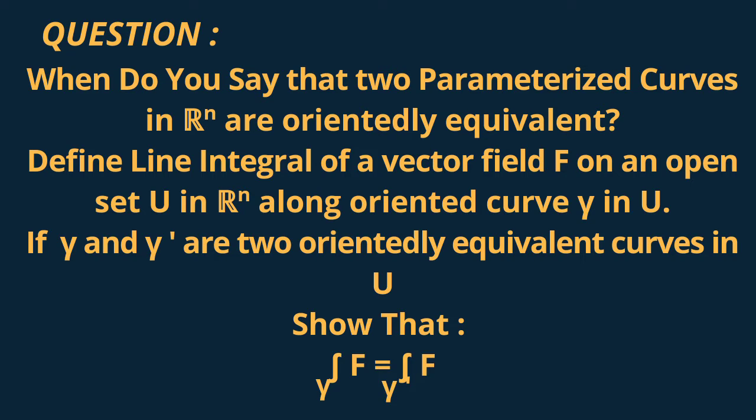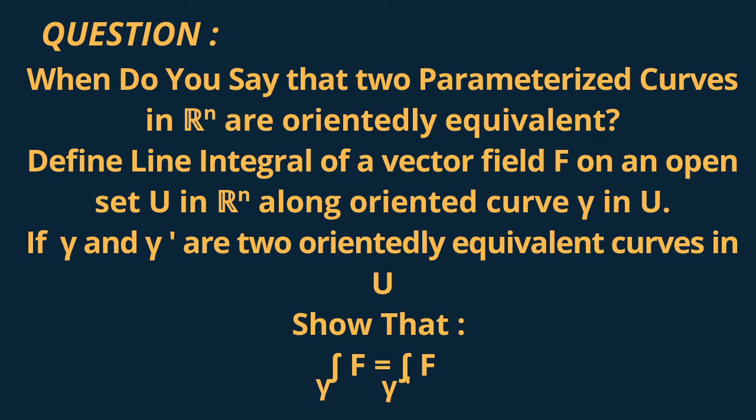A third part says, if gamma and gamma dash are two orientedly equivalent curves in capital U, then show that line integral of capital F over gamma is equal to line integral of capital F over gamma dash. So firstly we have to give conditions for two parameterized curves to be orientedly equivalent. The second part, we have to define line integral of vector field F on an open set U, where the curve gamma is oriented or orientedly parameterized, whatever. If gamma and gamma dash are two orientedly equivalent curves in U, then we have to show the following.